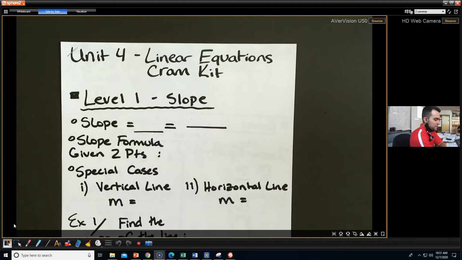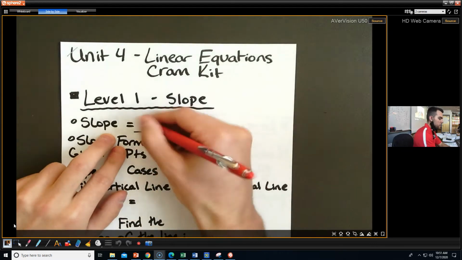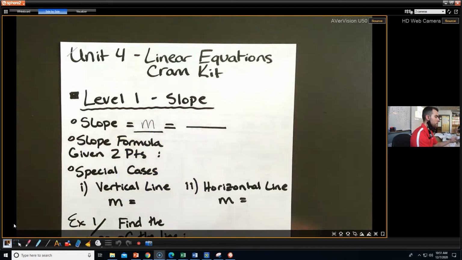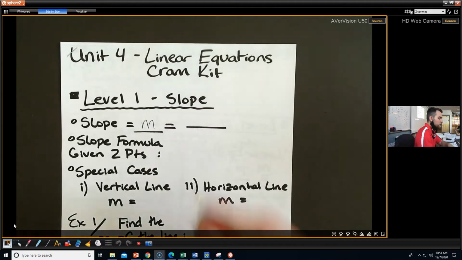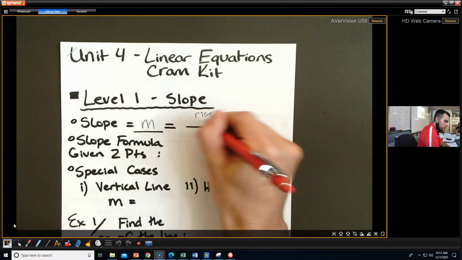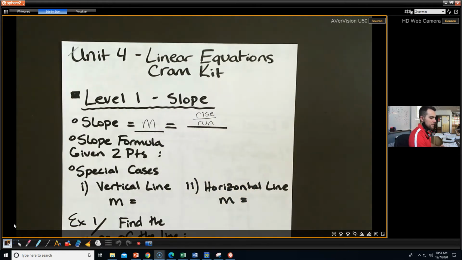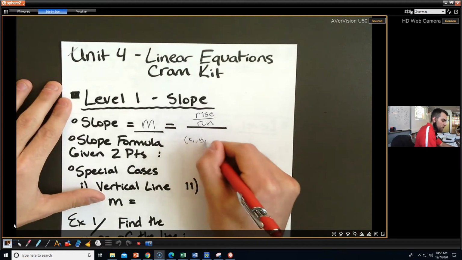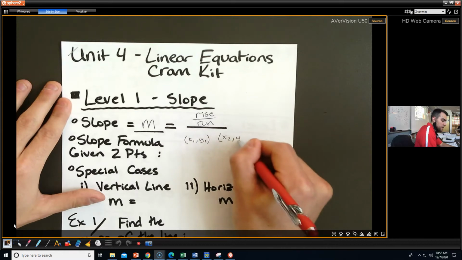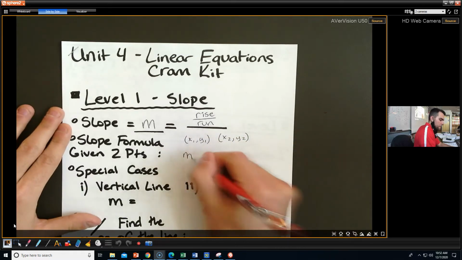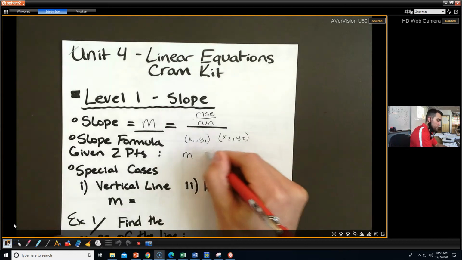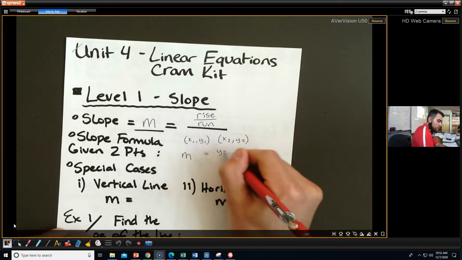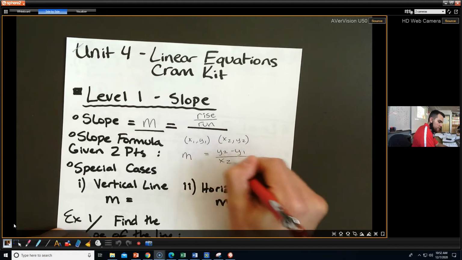All right, we're going to start with level 1, guys. For slope, the variable we use for slope, we also call that m in our y equals mx plus b. We also refer to slope as rise over run. That's good for graphs, but sometimes we're given 2 points, x1, y1 and x2, y2. In that case, we'd use our slope formula: m equals y2 minus y1 over x2 minus x1.